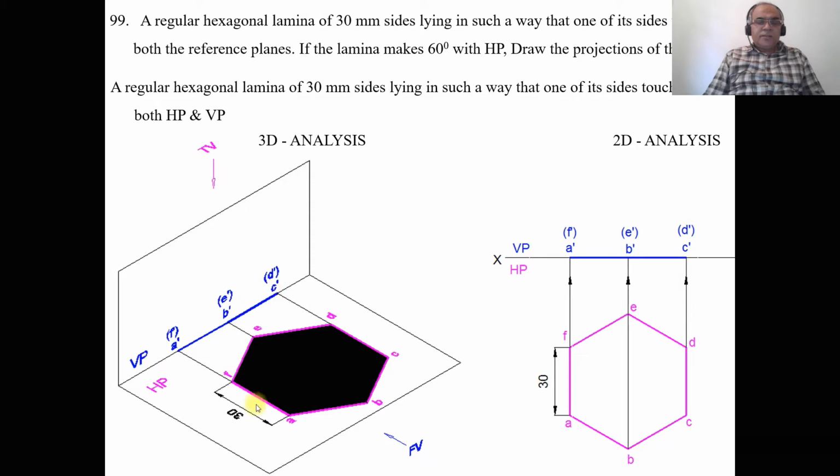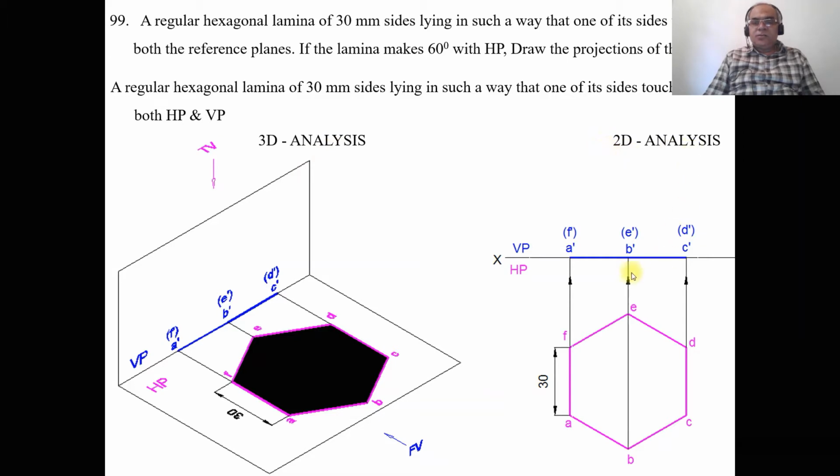As you see from the top view, A, B, C, D, E, F, all the sides will have the true length of 30 and all the points are visible. As we see from the front view, A, B, C is near to the observer, so A dash, B dash, C dash is visible, and D, E, F is away from the observer. Therefore, D dash, E dash, F dash becomes invisible. So this is by using the 3D analysis.